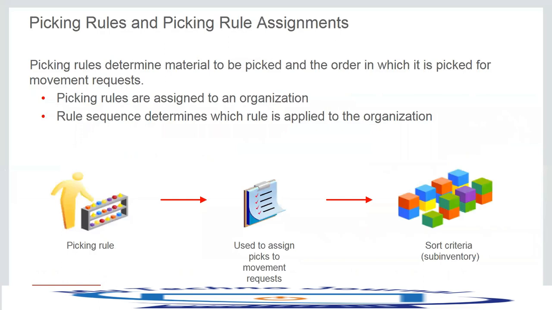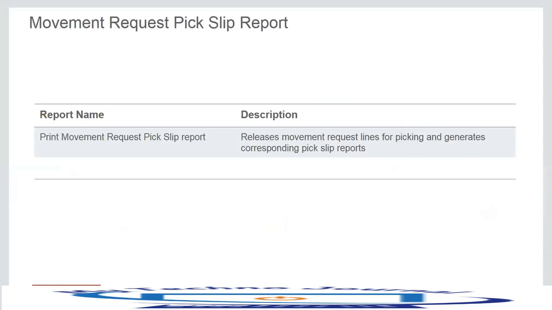So this diagram on picking rules and picking rule assignments depicts how you could create picking rules that enable you to determine which material to pick and the order in which the material is picked for movement request. It could be based on different rules which are based on certain restrictions like lot shelf life days, single lot, partial picking, and you can also set sort criteria that determine which material is picked first. That is, it could be based on the lot, the revision, the sub-inventory or locator. So this is the report name, which is the print movement request pick slip report.